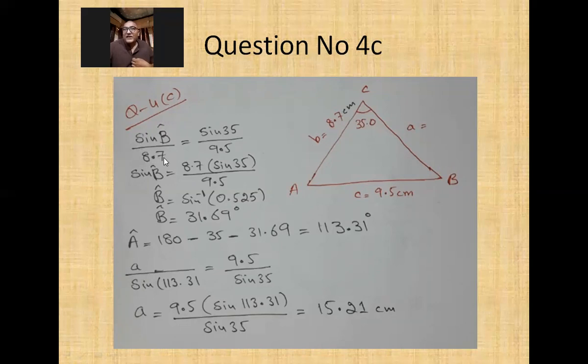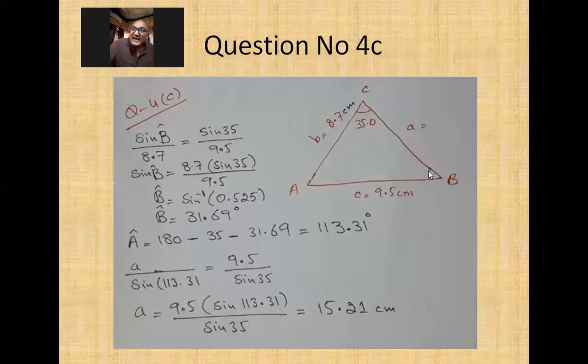So I will write sine of B divided by 8.7 is equal to sine 35 divided by 9.5. So sine B will be equal to 8.7 multiply sine 35 divided by 9.5, equals. So that will be 0.525. Then that sine will come to this side and become sine inverse. So shift sine, answer, equals, and that will give you 31.69 degrees. So now I know the angle B.